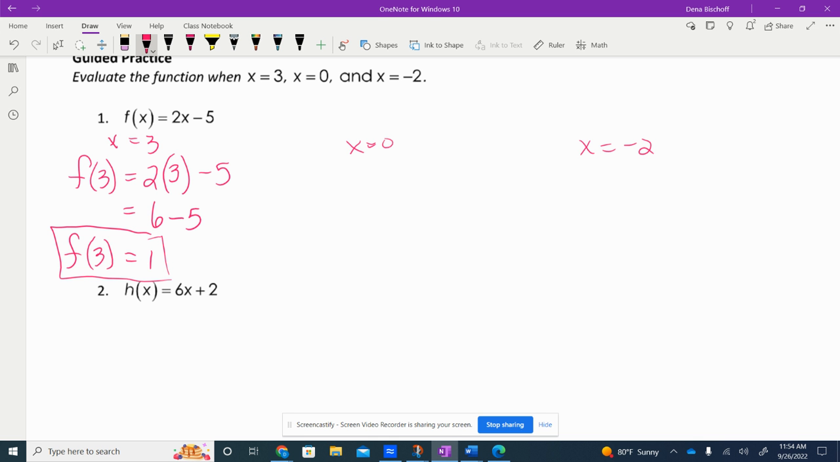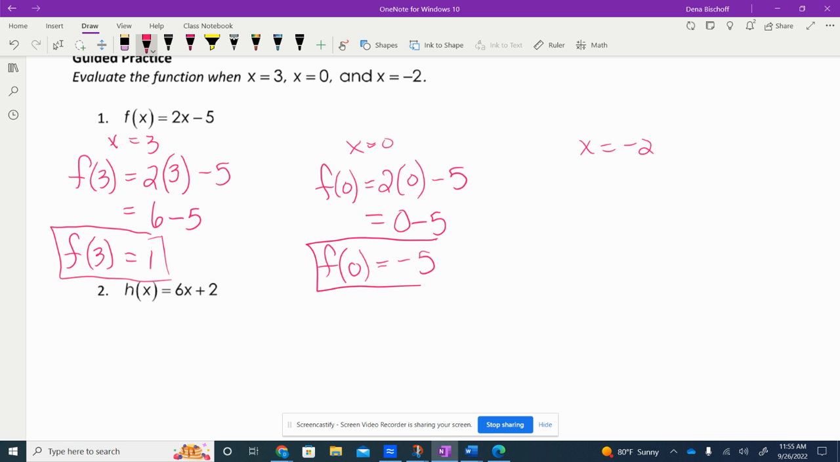Let's evaluate this function when x is 0. So f of 0 equals 2 times 0 minus 5, right? I'm just replacing the x from the 2 times x with a 0. And 2 times 0 is 0, and 0 minus 5 is -5. So f of 0 equals -5. Okay.